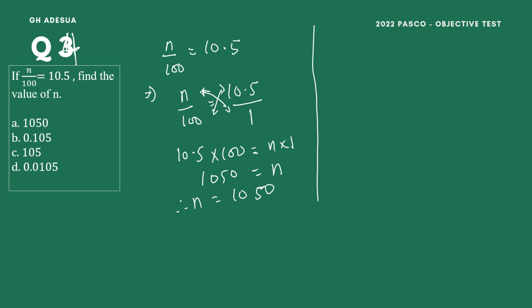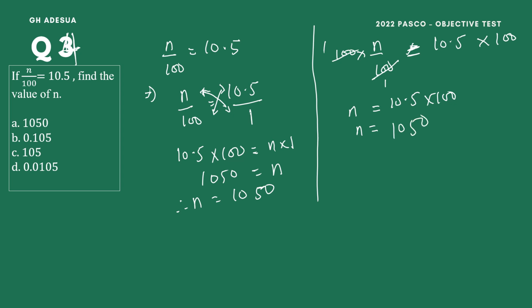Second method, as n over 100 equals 10.5. And in here we multiply through by 100. Multiply through the equation by 100. So for this side times 100, and then for this side times 100. So this 100 goes inside 1 and goes into this side to 1. So we have 1 times n being n, and then we have 10.5 by 100. That also leaves us with the answer 1050, which is our option A.